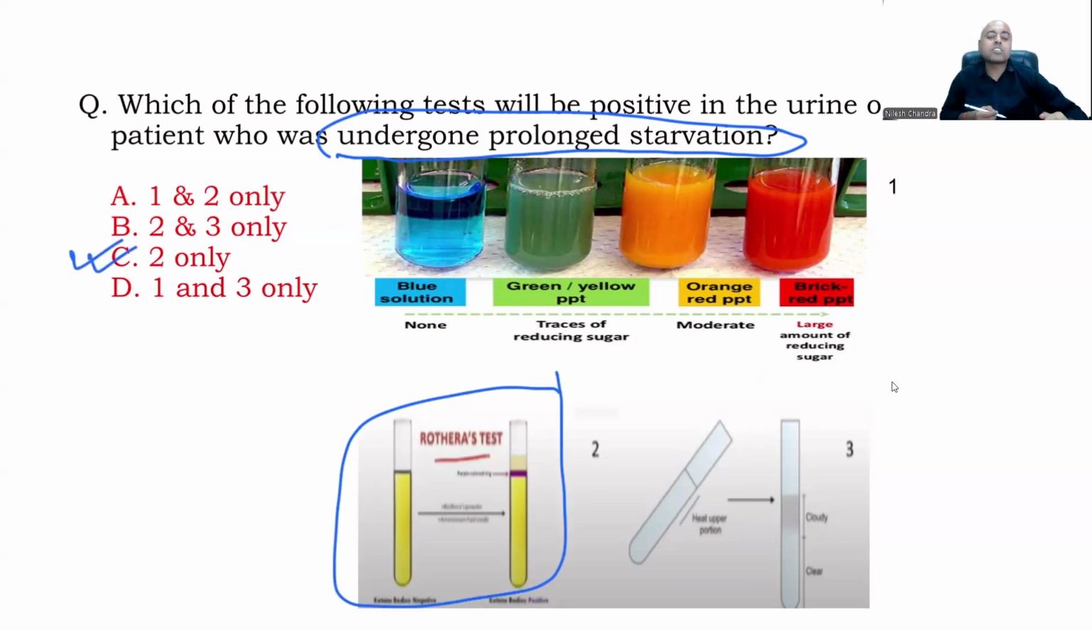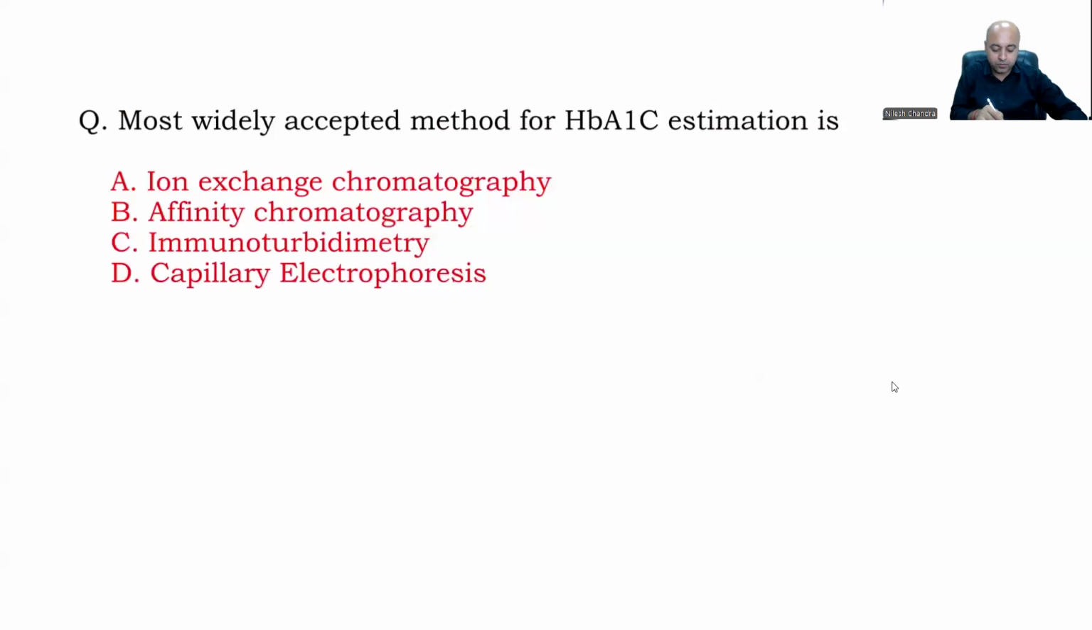Extra sugar will not be there in the urine, and extra protein will not be there in the urine unless there is some nephropathy and unless there is a component of diabetes. These two will not be there in the urine. This is the Benedict's test for sugar. This is the heat coagulation test for protein. So here the correct answer is number 2, that is only the Rothera's test for the ketone body.